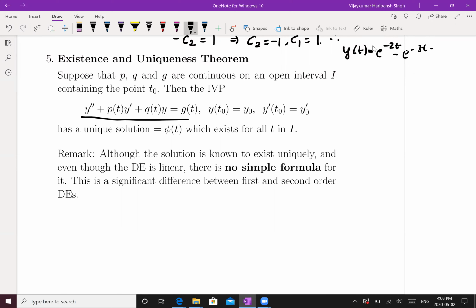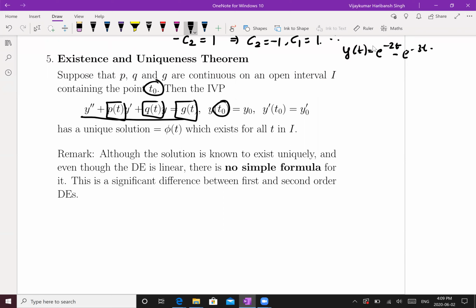Then this existence and uniqueness theorem tells us that if p, q, and g, these coefficients here, are continuous on an open interval I containing t0, the value at which y and y prime are defined, then this initial value problem has a unique solution y = phi(t) which exists for all t in I.